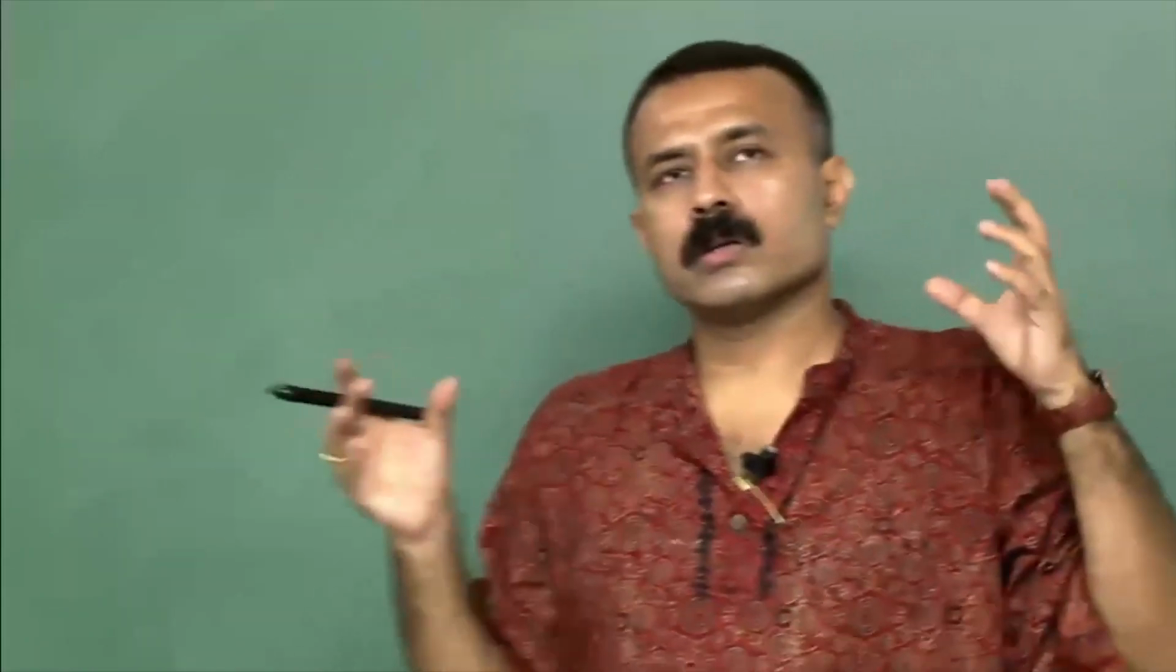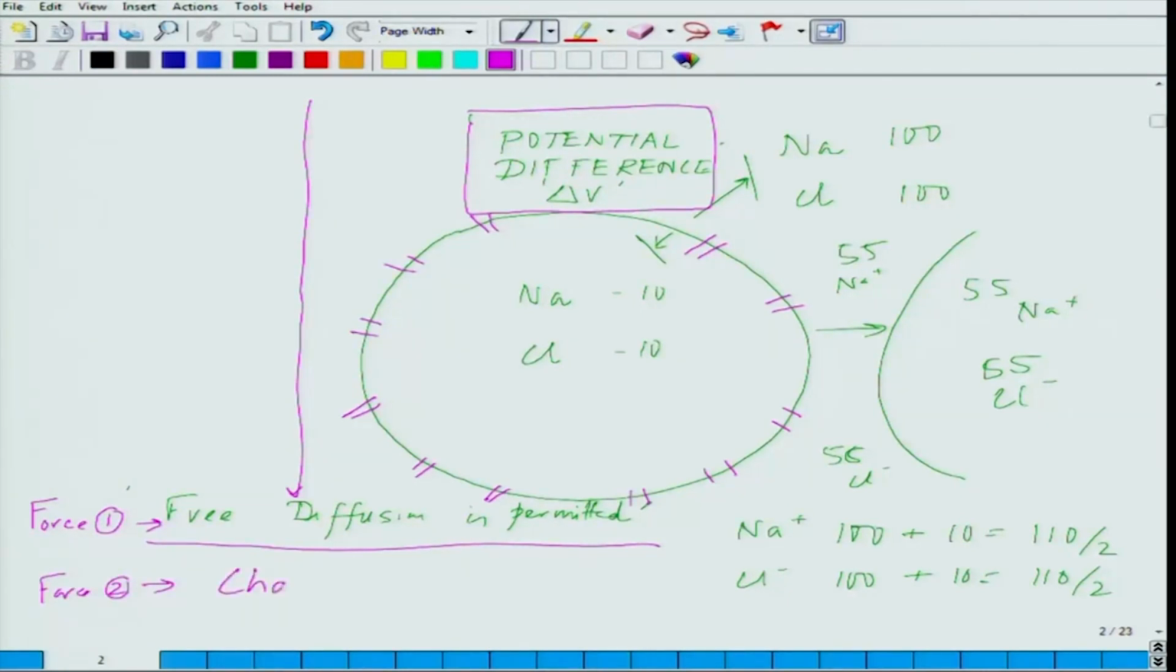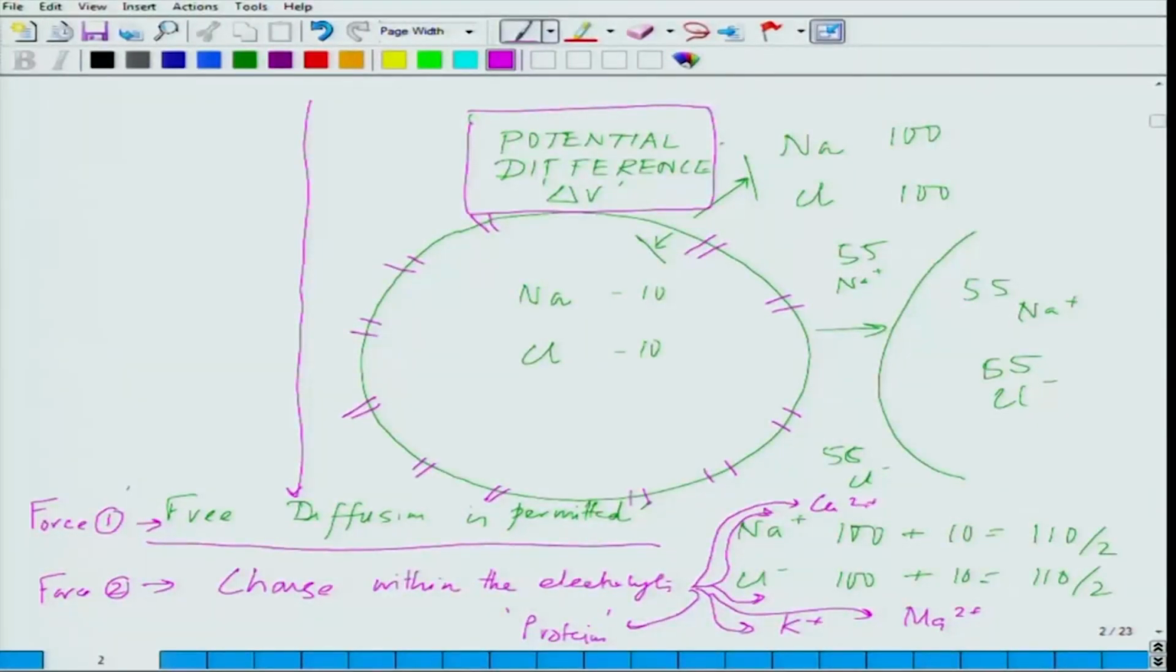There are two counter forces which are functioning here. One is of course your force of diffusion. This is force 1, and there is another force 2, which is the charge within the electrolytes. And here the electrolytes could be sodium, could be chloride, could be potassium, could be magnesium, could be even proteins, because they also have a whole lot of charge in them. They have summated charges on them. Apart from it, which I forgot, you have calcium, and mostly calcium, sodium, magnesium, chloride, proteins, likewise.